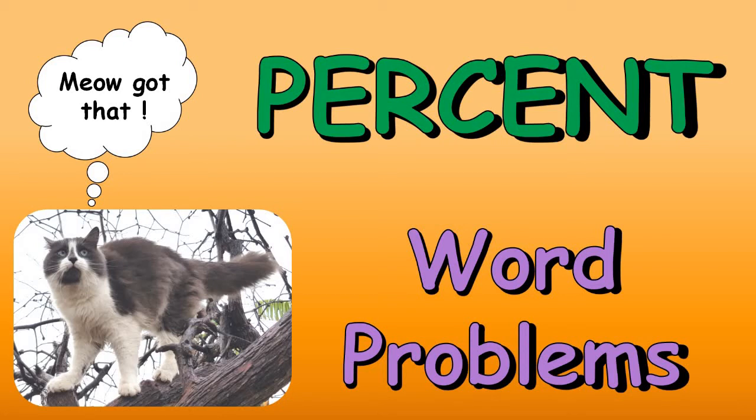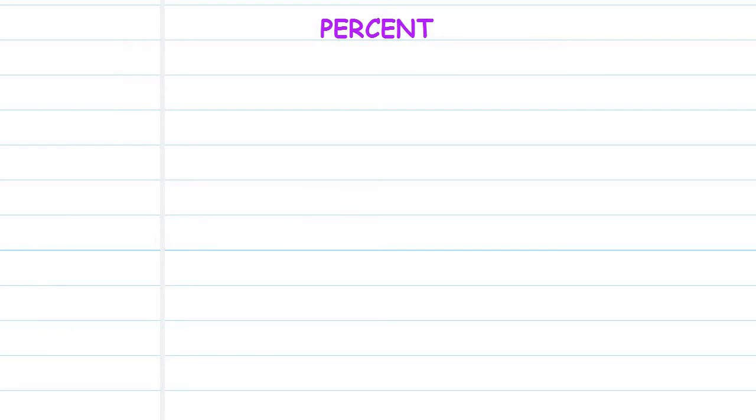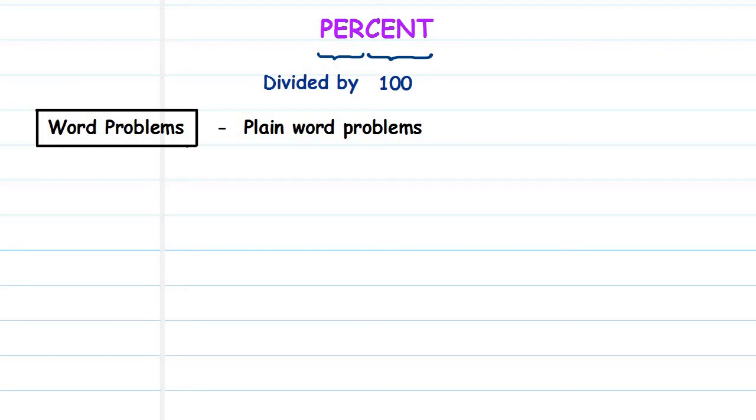This is Simplified Mathematics. Today we will be looking at percent word problems. In the previous video on the topic of percent, we already talked about the basic meaning of this word. Percent pretty much means divided by 100. And we can use this basic meaning of percent to solve certain word problems.